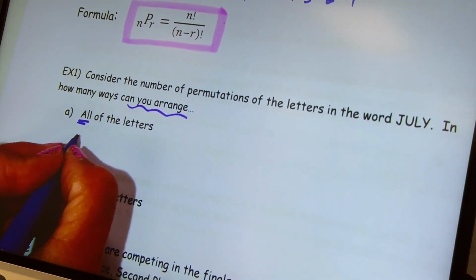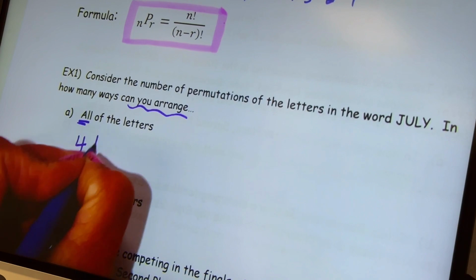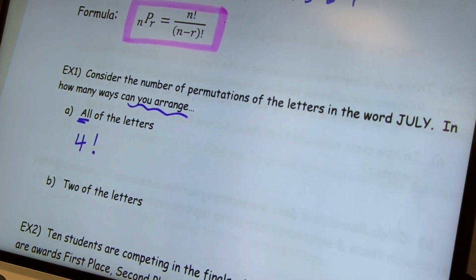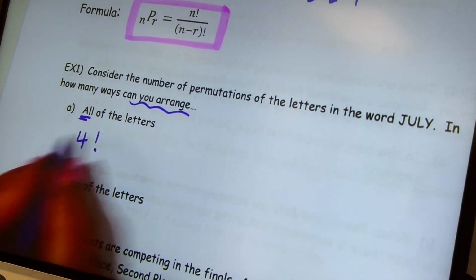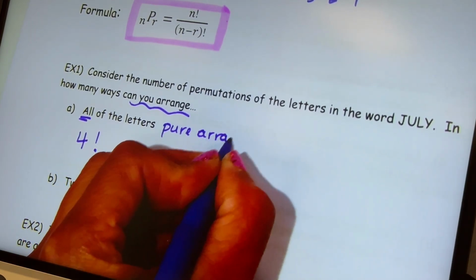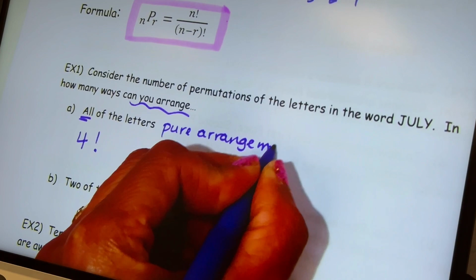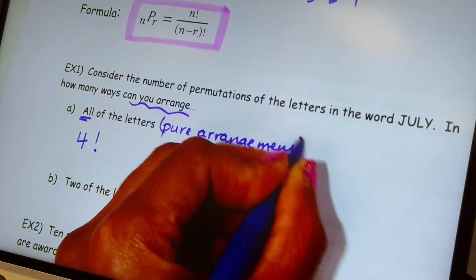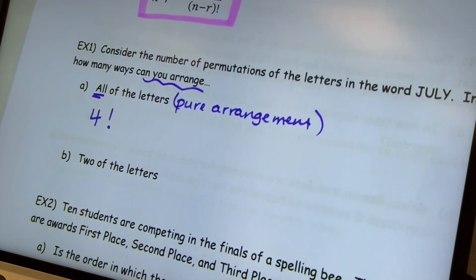But anytime it's the same number, it just ends up being that number factorial. It's just an arrangement, a pure arrangement. So maybe I'll add that. This is just a pure arrangement of all of the items. When it's just a pure arrangement of all the items, it's just that number factorial, okay?